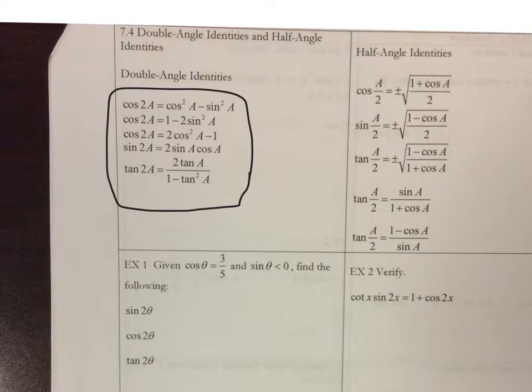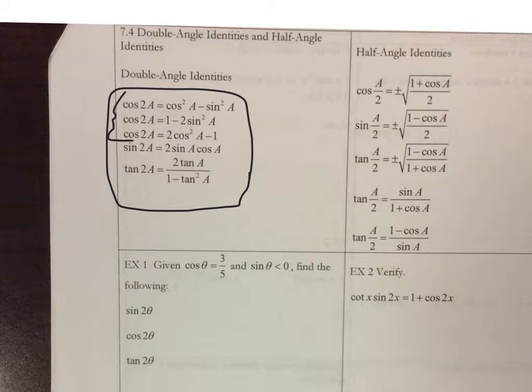So double angle identities deal with when you have the cosine, sine, or tangent of 2 times an angle. And you can see that there are 3 different identities for the cosine of 2 times an angle. Now, really, those are 3 different versions of the same identity.